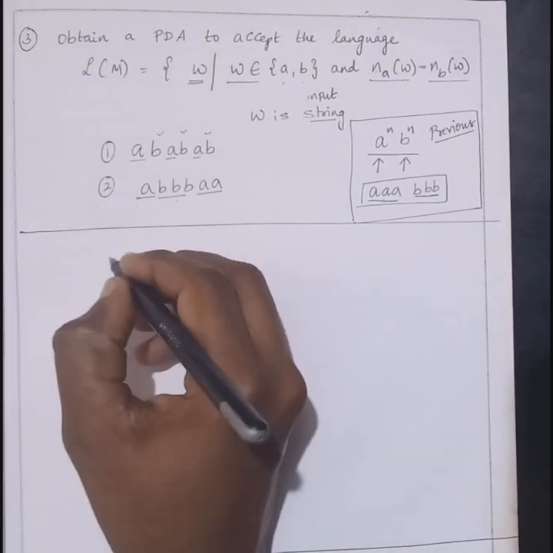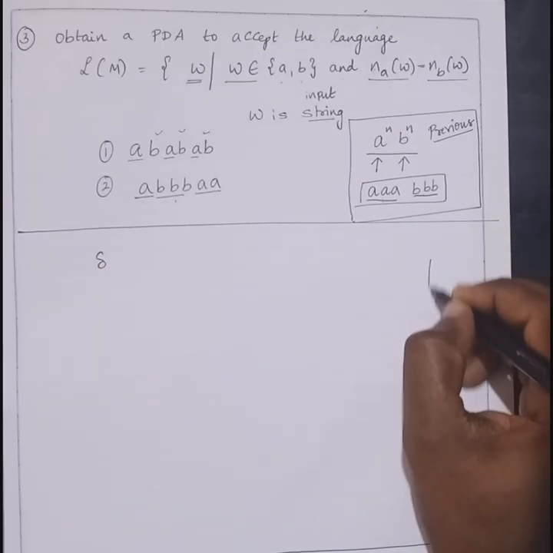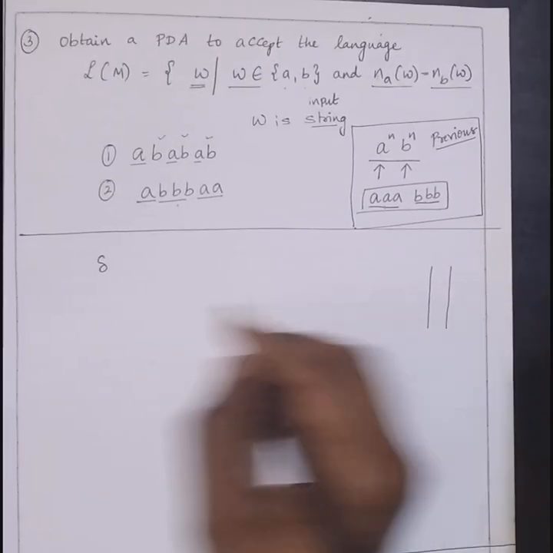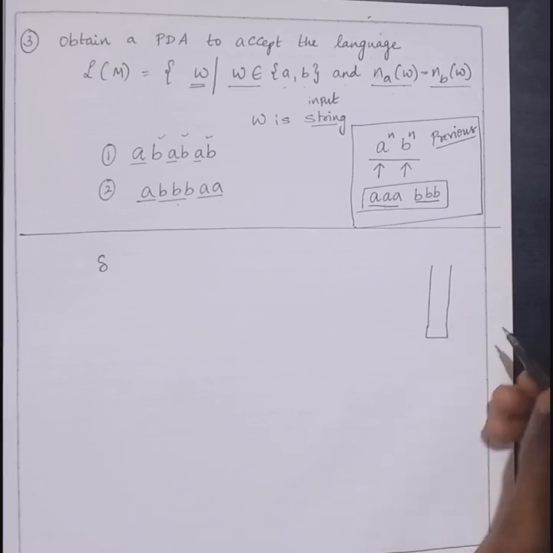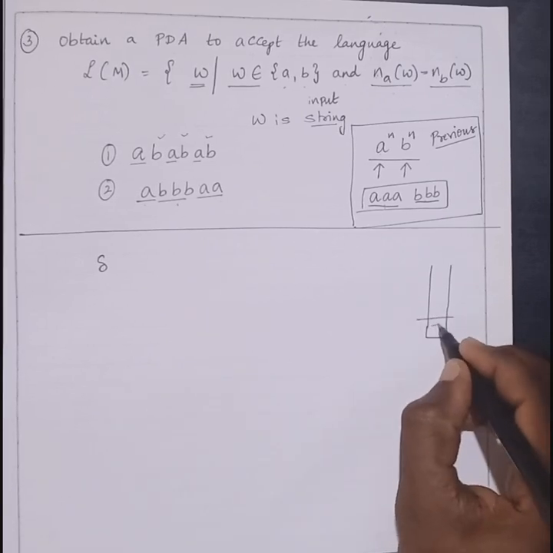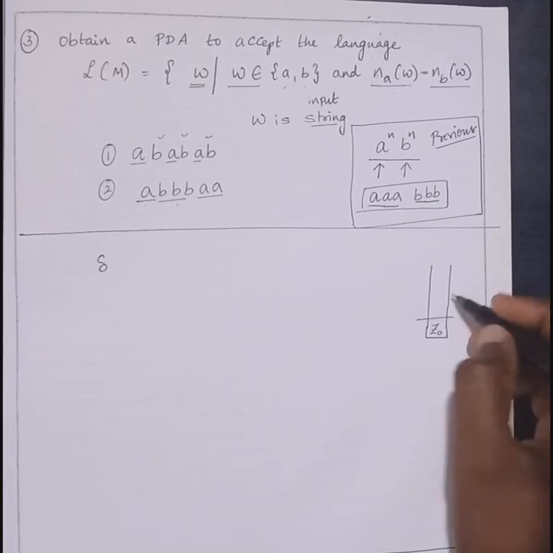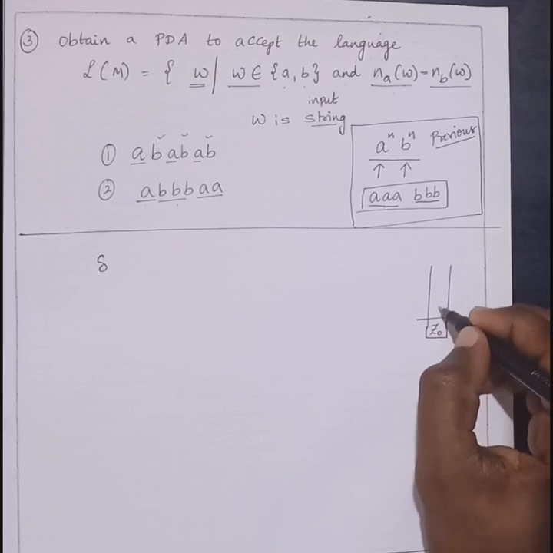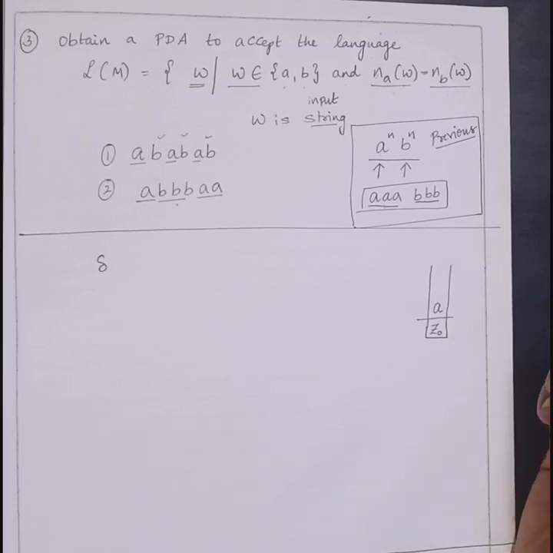Yes, so we start like this. First transition: as usual, we have an empty stack. Before going to the transitions, we'll quickly review how the stack works. As usual, the empty stack will have a Z naught. It denotes an empty stack. So whenever we see an empty stack, there is no input. We see the first input, it can be a or b, and we push it into the stack.